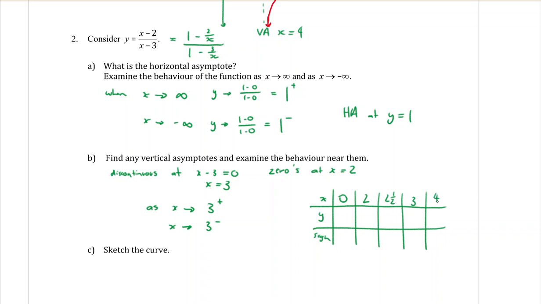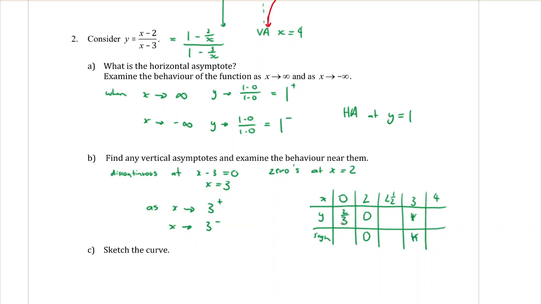Now, x is equal to 2 was my 0, so I just put a 0 and a 0 there. It's called a 0 for a reason. Y equals 0 there. The x equals 3 is my vertical asymptote, or my discontinuous point, so they have the stars, the asterisks. If I sub 0 into my equation, I get 0 minus 2 over 0 minus 3, which will be 2 over 3.